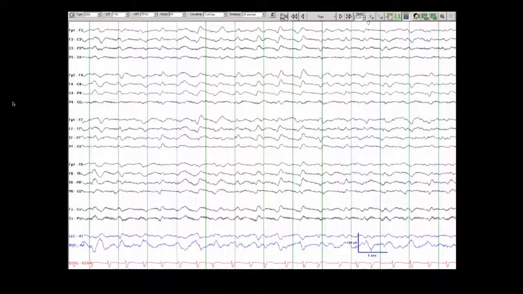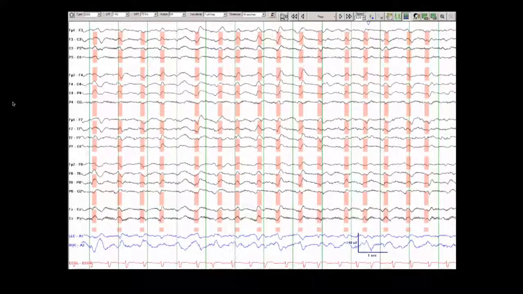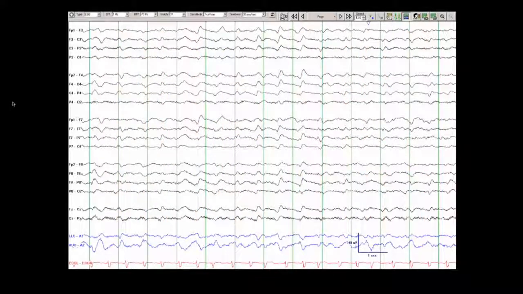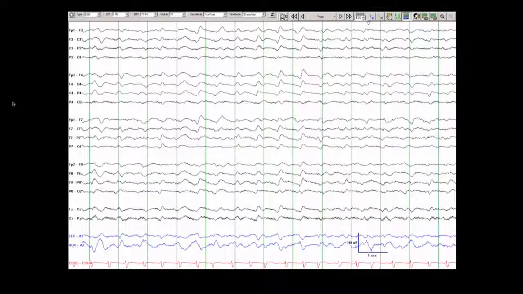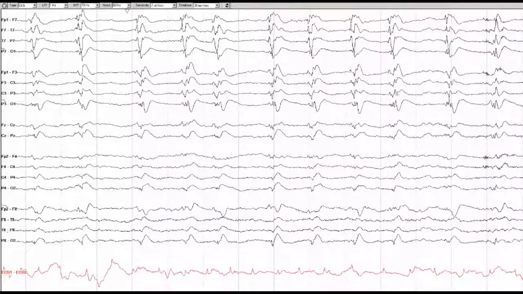These discharges are difficult to see until I point them out. Again, they are 1 hertz, but they are much less sharply contoured and significantly lower voltage. In fact, they barely stand out from the background. This might suggest that this patient has a diffuse encephalopathy with some predisposition towards cortical irritability. The exact clinical significance of generalized periodic discharges is unclear and most likely depends strongly on the underlying clinical scenario.